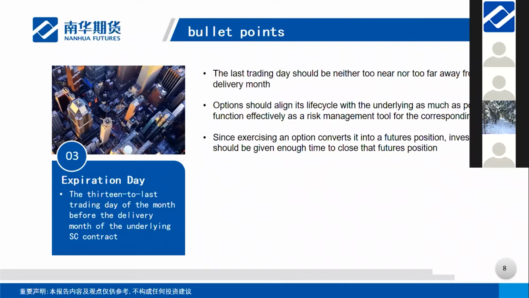Also, options should align their life cycle with the underlying as much as possible to function effectively as a risk management tool for the corresponding futures. Since exercising an option converts it into a futures position, investors should be given enough time to close that futures position. So the expiration date now is reasonable.